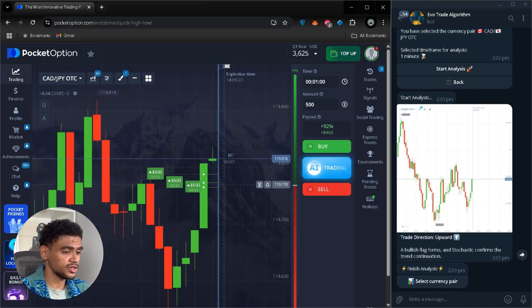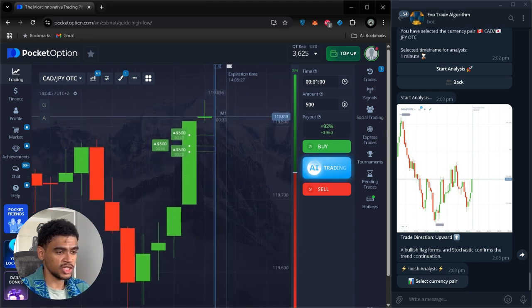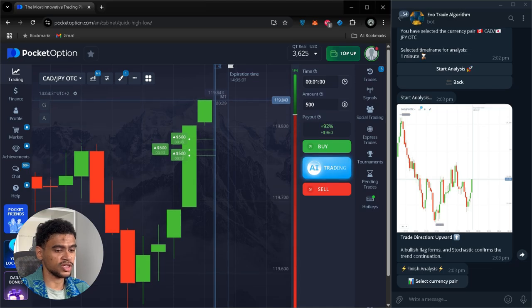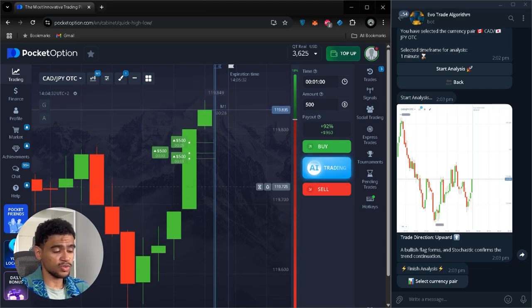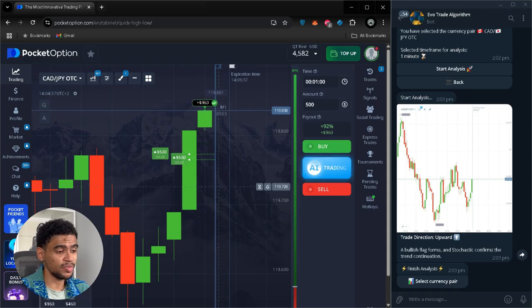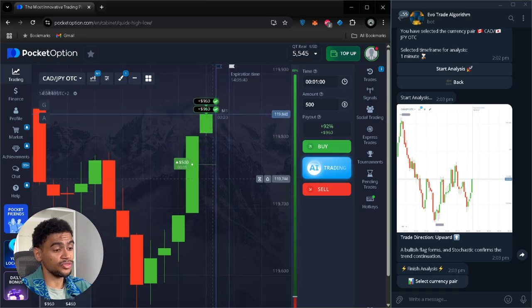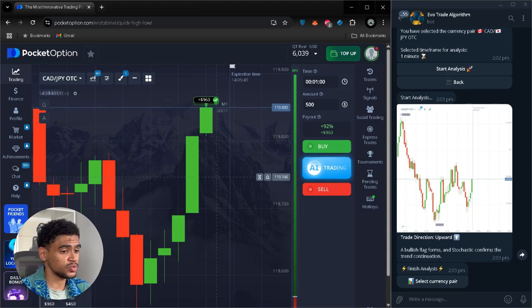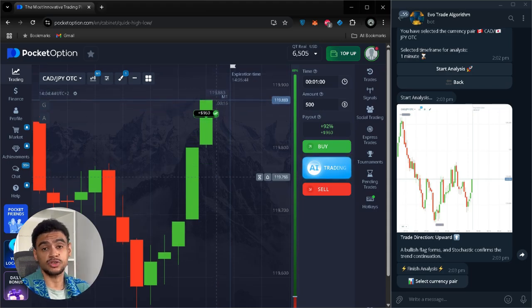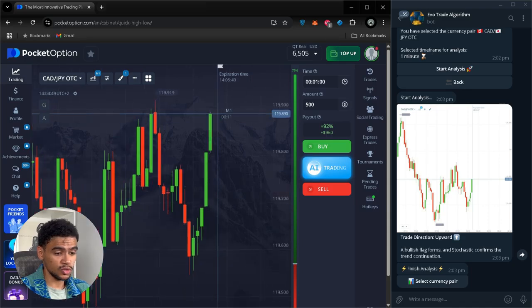So we have 1,500 here, and let's see the outcome. But as you can see, the robot has provided us with the analysis. A bullish flag forms and stochastic confirms the trend continuation. So not only is it providing you with the analysis, it is also able to spot the patterns, the chart patterns, the candlestick patterns, and based on that provide you with the analysis. And there it is, we're already starting our session and we make $1,000 just like that. Super simple.